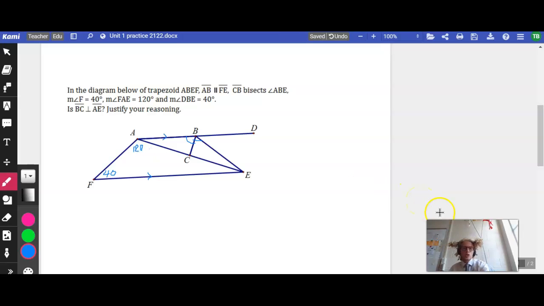Okay. So, I am missing my stylus today. That's why it's a little bit more messy.